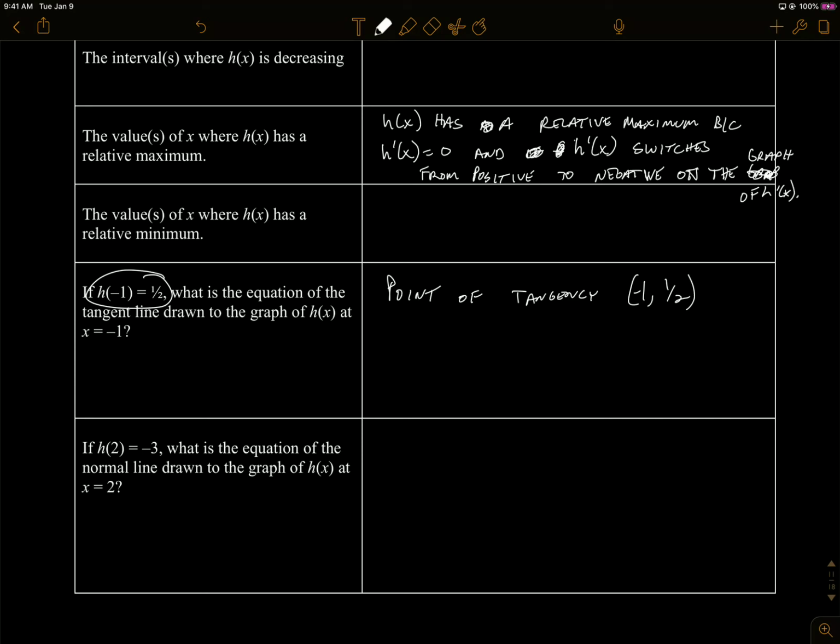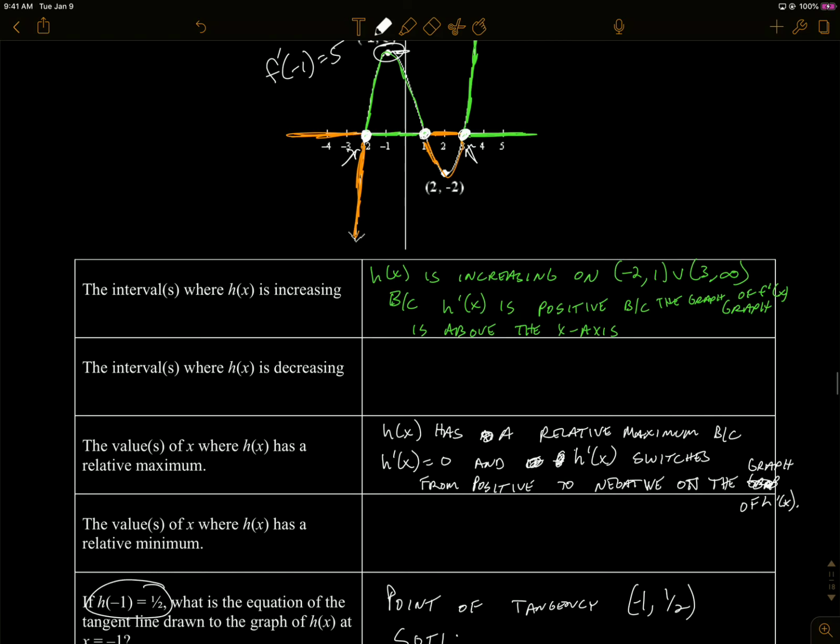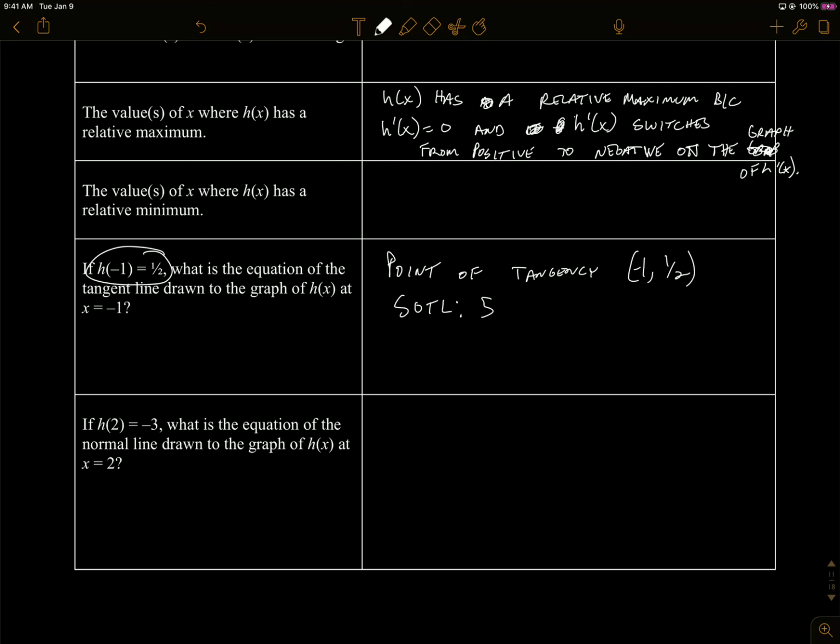And then my slope of the tangent line, I have to go to my graph and get that. When x equals -1, I'm up here on the graph at 5. So that means that h prime of -1 equals 5. So the y value on the derivative actually represents the slope of the tangent line. So I can say y minus 1/2 equals 5 times x plus 1.